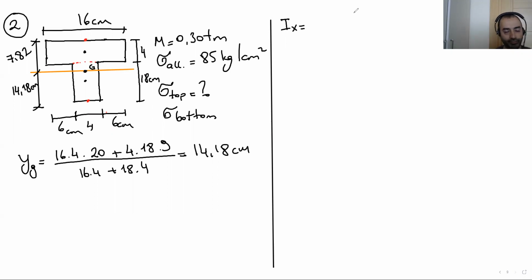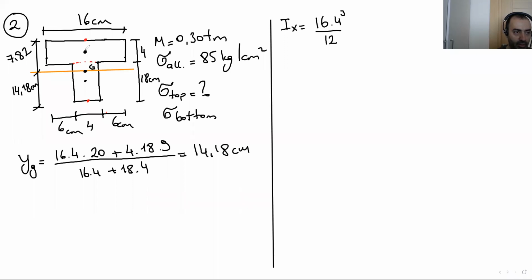Yes, Ix. Now let's do it for the first rectangle. The first rectangle is here. This one is 60. By the way, what is it? Yes, 16 times 12.